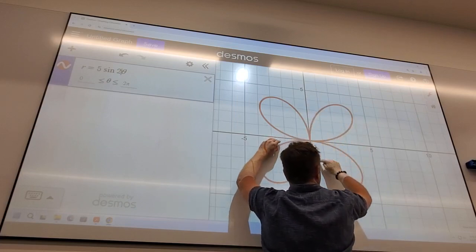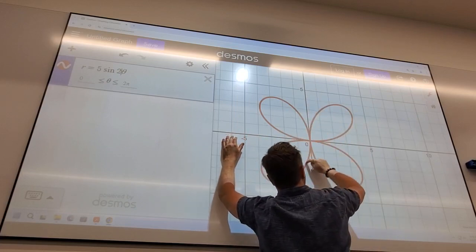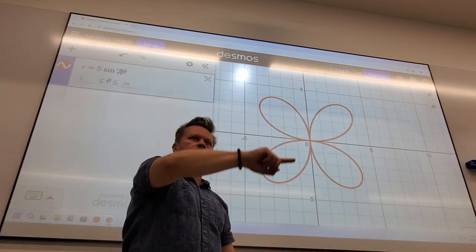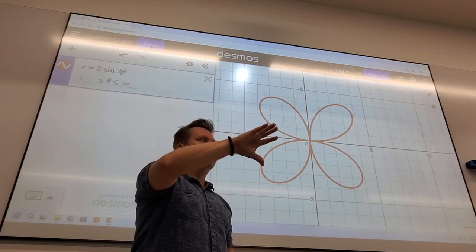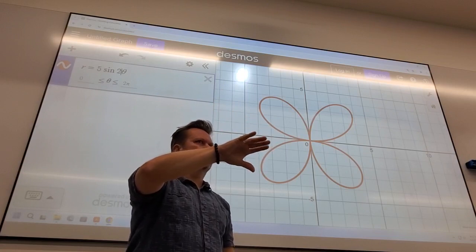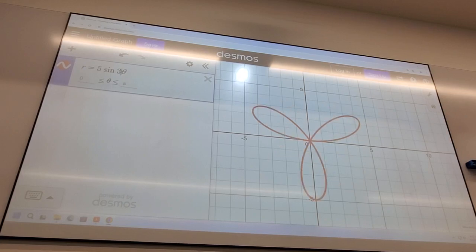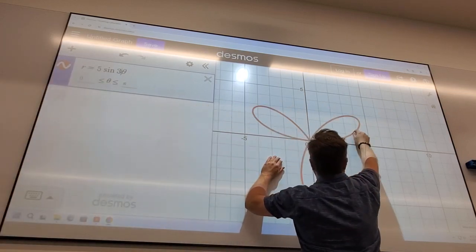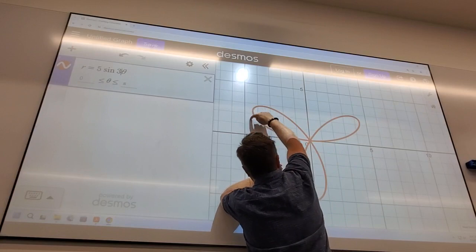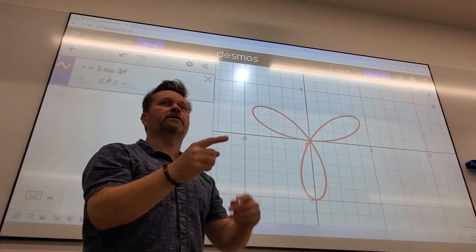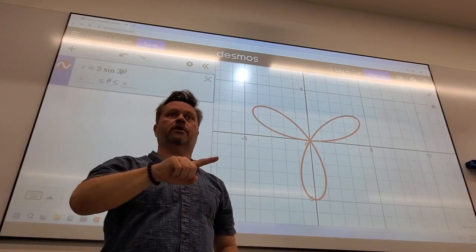And then it's going to do this, and then this, and then this. So that's how it constructs those leaves. If I put a 3 there, it'll do this, this, and this, and then it's going to retrace these. So it doesn't do 6, because 3 of them lie on top of the ones that are there already.